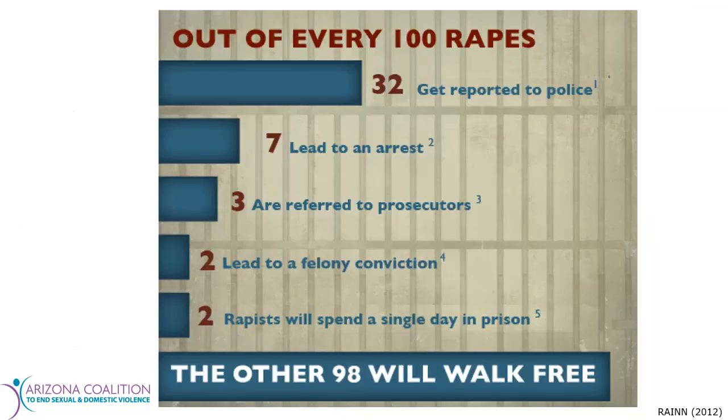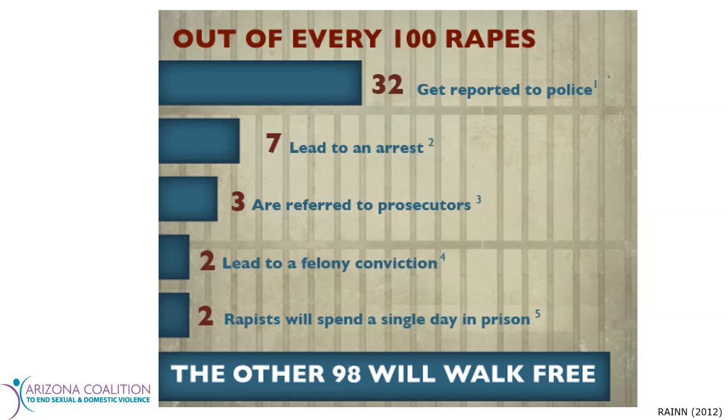Out of every 100 rapes, 32 get reported to the police. So we see that's a large drop off, and we know this. A lot of survivors don't report to the police. But from there, only 7 lead to an arrest, right? And as we go down this, the downward stream of justice, I believe that's what the criminology term is for it. Excuse me if I messed that up.